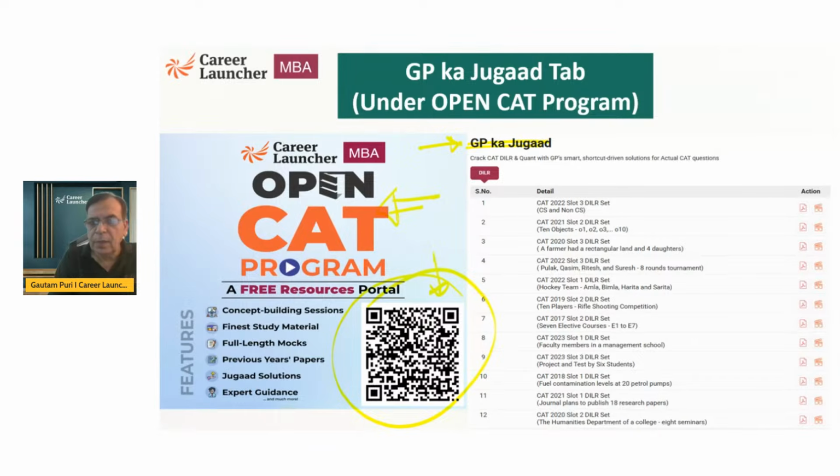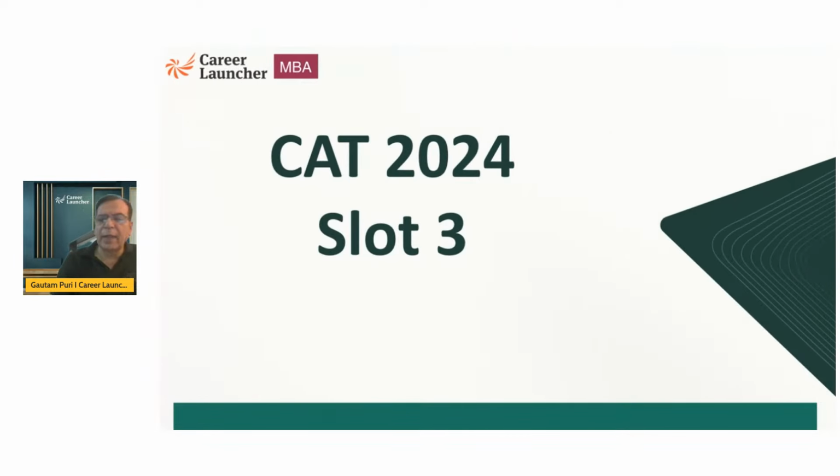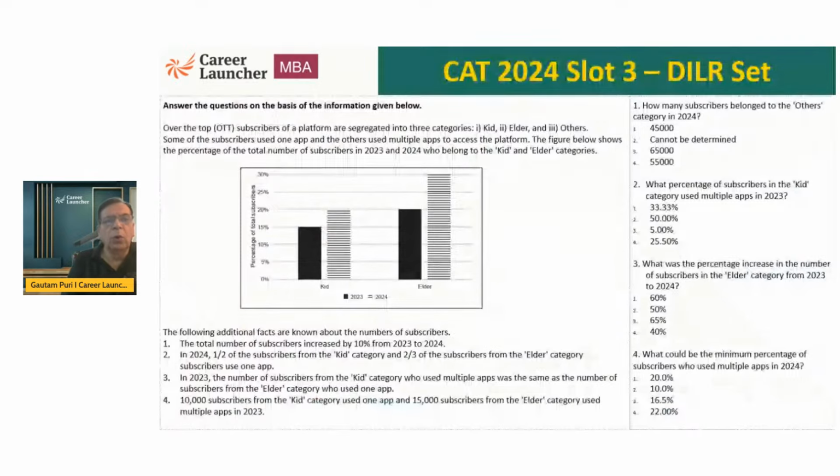Okay. चलो, let's look at this CAT, which is from CAT 24. OTT subscribers of a platform are segregated into three categories: kids, elders, and others. Some of the subscribers use one app and others use multiple apps to access the platform. So there are OTT subscribers categorized into kids, elders, others, and some of these subscribers use one app and others use multiple apps to access the platform.